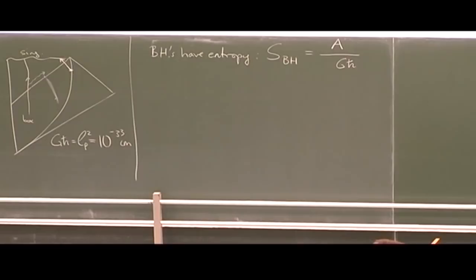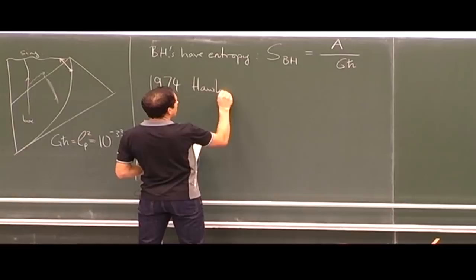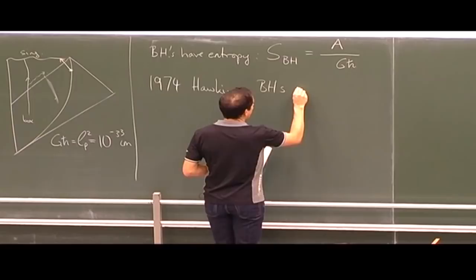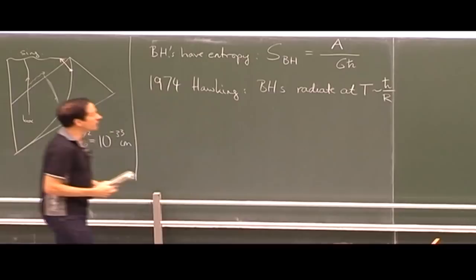Then in 1974, Hawking did some completely unrelated calculation and found that black holes do in fact radiate at some temperature that's of order the inverse size of the black hole.